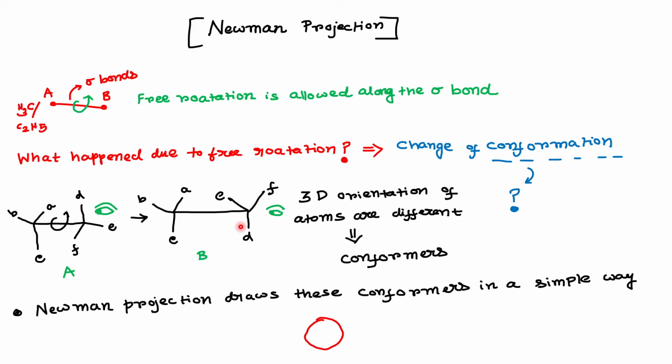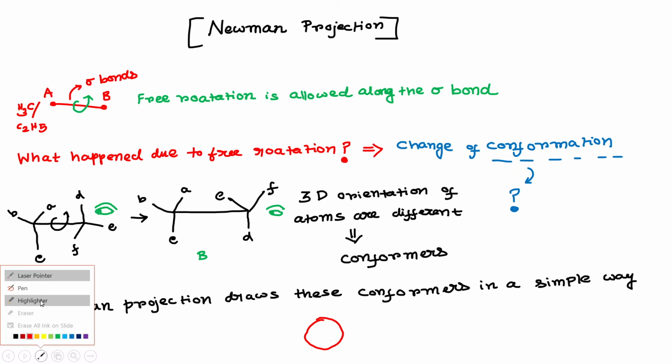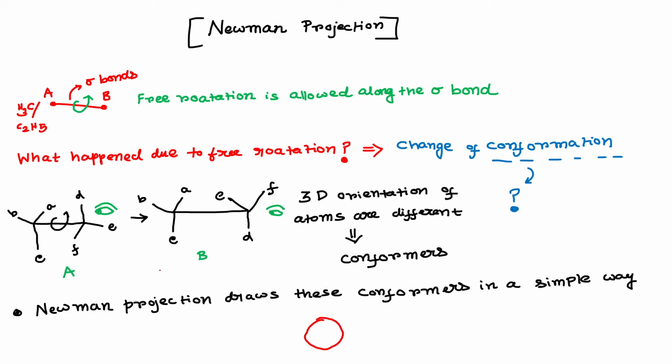Now these are basically ball and stick models. To draw these types of ball and stick models needs a little bit of time. To save our time as well as effort, there is one way of drawing these types of three-dimensional organic molecules, and this way of drawing is called the Newman projection formula. You will see how to draw these Newman projection formulas.